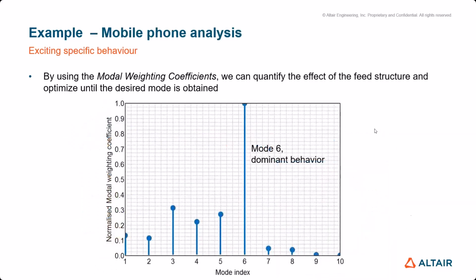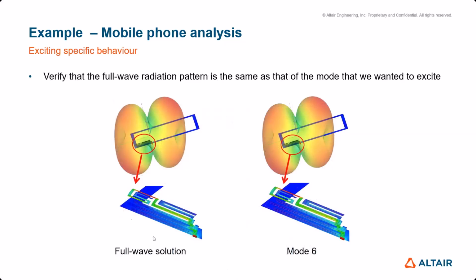So based on some specific placement or design of our feed element, we could extract the modal weighting coefficients to see how well that is exciting our desired mode. In this case, we can see mode 6 is well excited by our specific feed, which should lead to a total performance very similar to the mode 6 performance. And here we can confirm that with this specific element exciting the structure, the full wave solution obtained by the method of moments is very similar to the mode 6 performance, indicating again that we have excited mode 6 very efficiently.